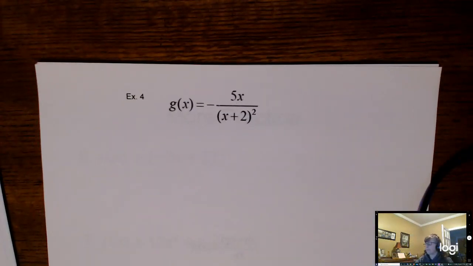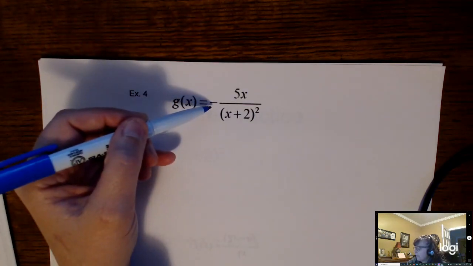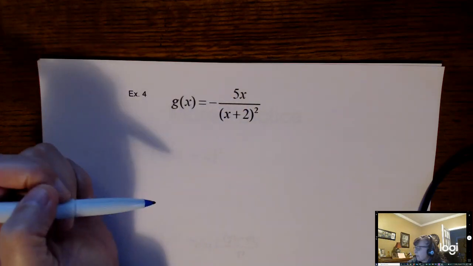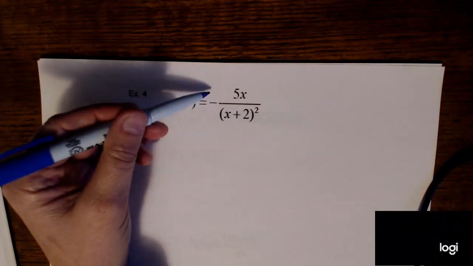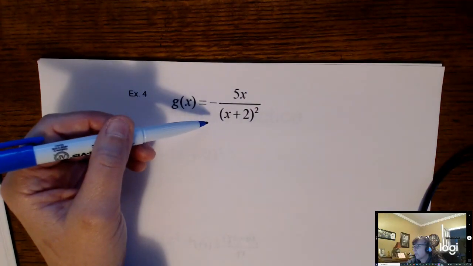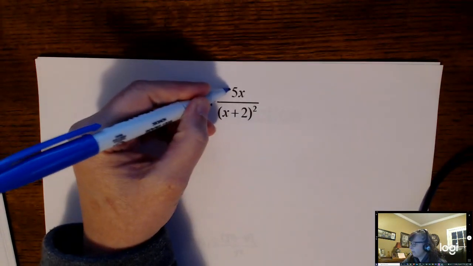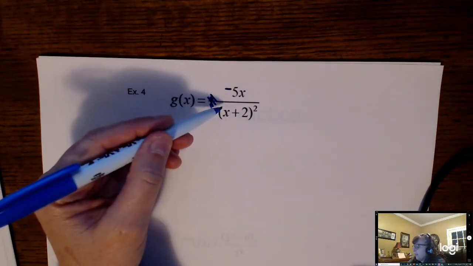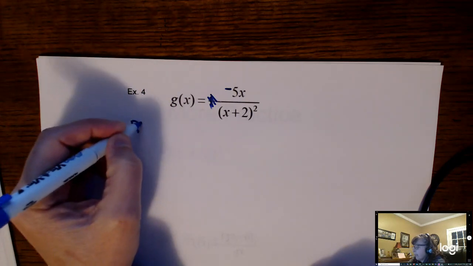Okay, so example 4, we have a negative in the front, 5x over x plus 2 quantity squared. So first of all, that minus in the front is either going to belong to the numerator or the denominator, never going to belong to both. So this would be better if we just gave that to the numerator. The second thing is, now you could use the quotient rule, but I want to teach you a new way. The chain rule can take care of this if we do a little rewriting and if we use negative exponents.